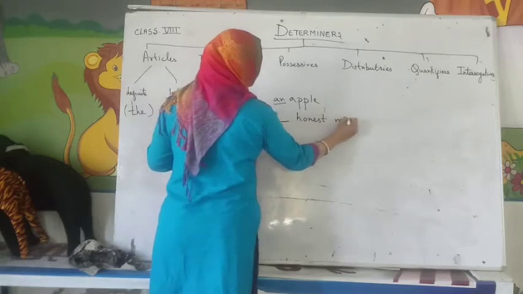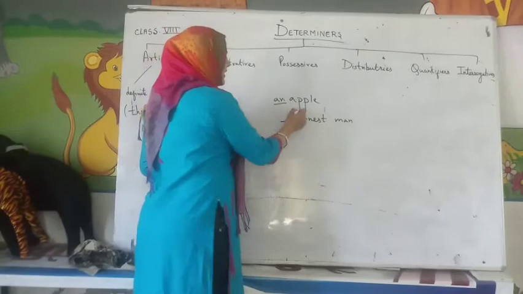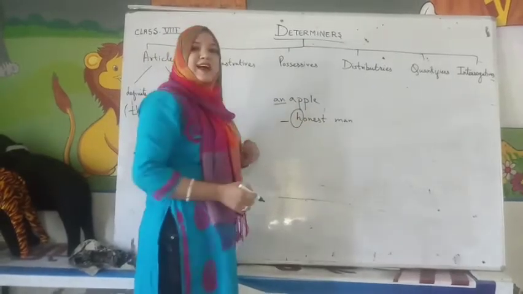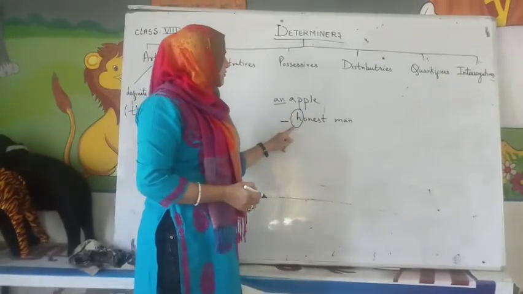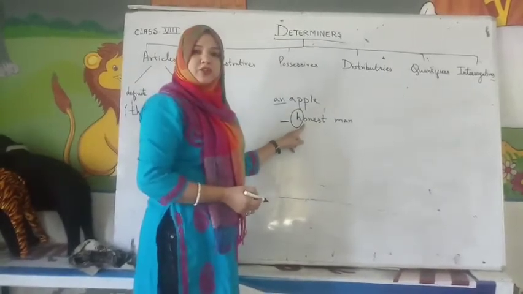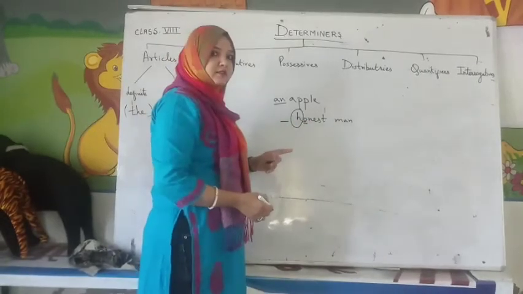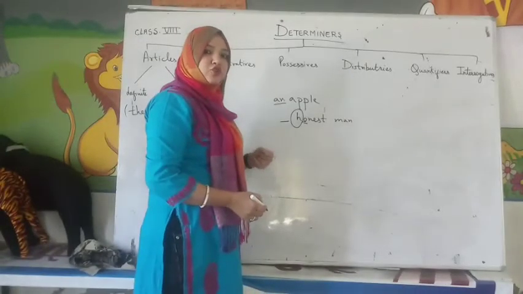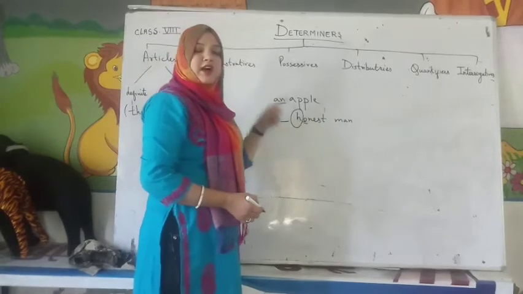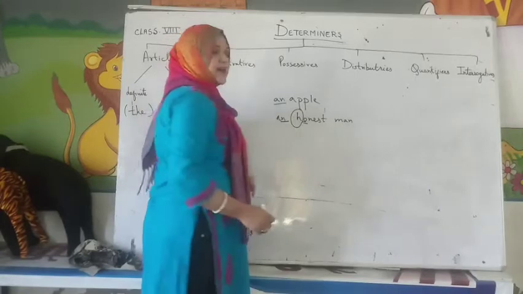Honest man, right? Honest man. Here, H is silent. The sound of H is not there. We start with honest, so the sound is of a vowel, O. Honest. It is not "honest", that is wrong. It is "honest", O, so the sound of a vowel. So here we write an honest man.